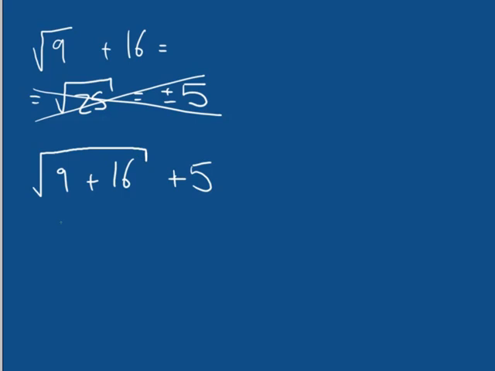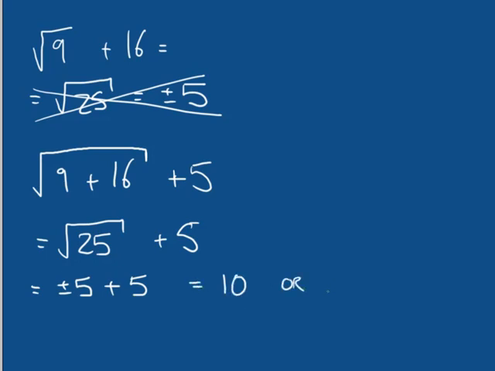That means we take 9 plus 16, that equals 25. We take the root of 25, and then we add 5 to it. That means we have plus or minus 5 plus 5. If we were to take plus 5 plus 5, that gives us 10. If we were to take minus 5 plus 5, that gives us 0. So we have two answers there. One is 10 and one is 0.